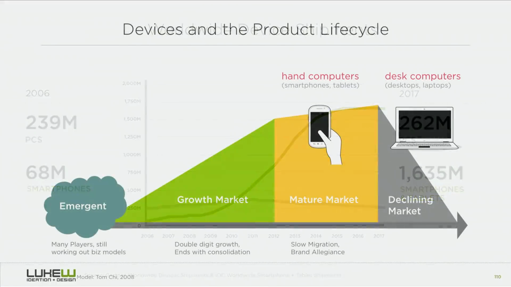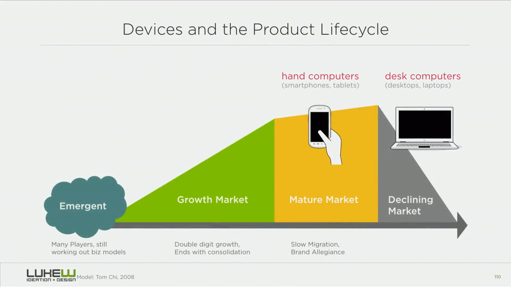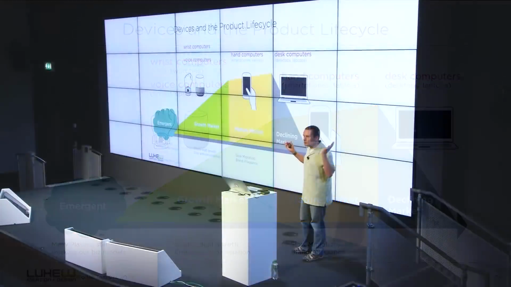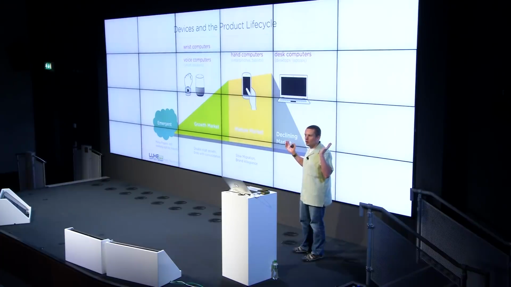Coming back to this, other kinds of technologies are on the rise. Now, what kinds of things could that be? Well, let's take a look at stuff like wrist computers and voice computers, smart speakers, smartwatches. We're in a period of very high growth for these kinds of devices. You've probably seen commercials for Amazon Alexa or Google Home, right? People are going crazy in this market.